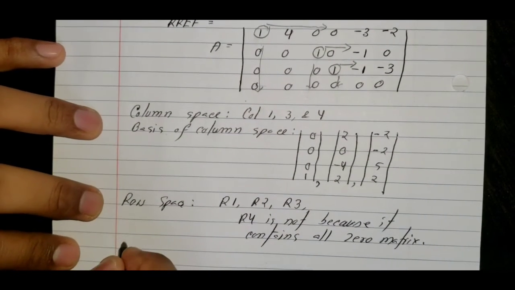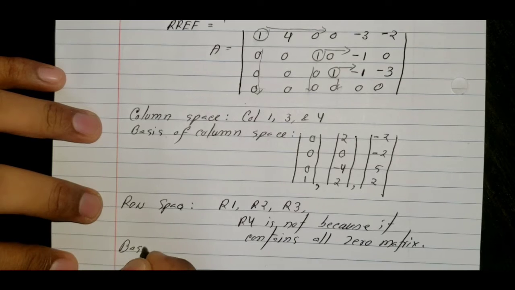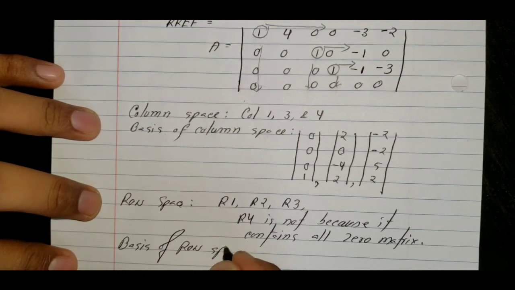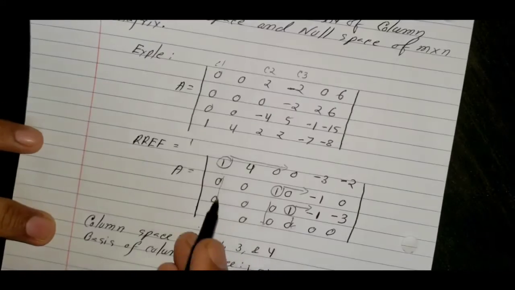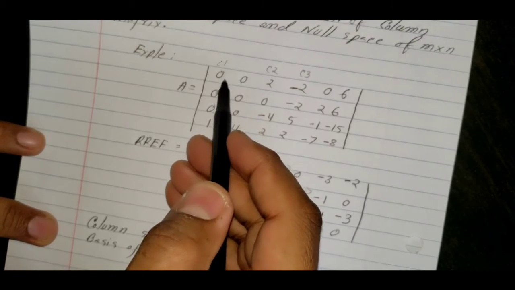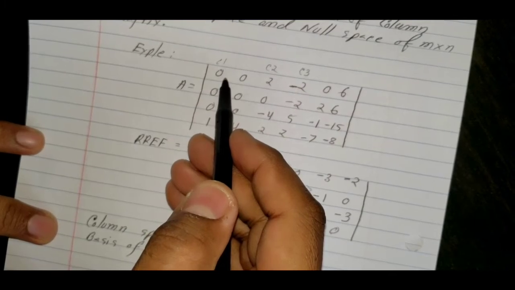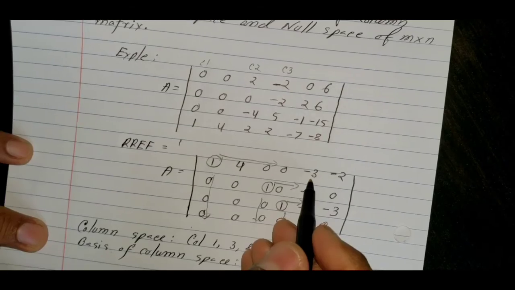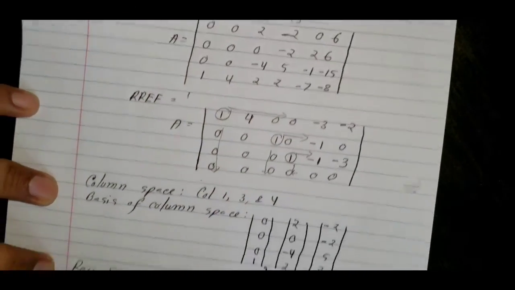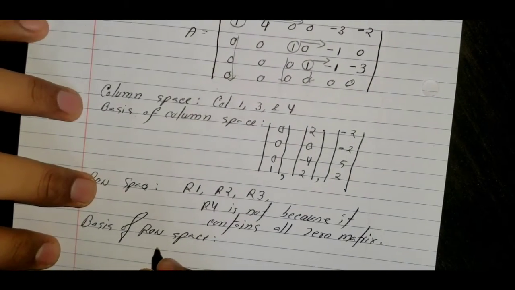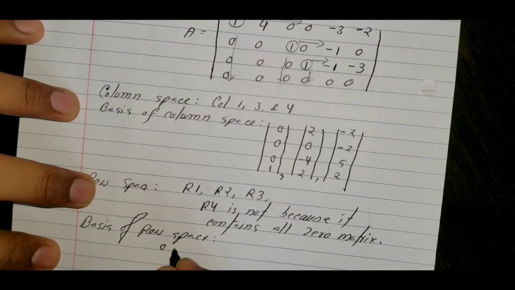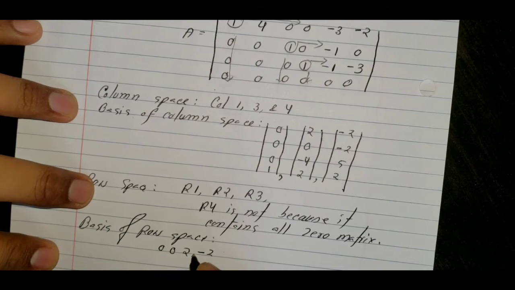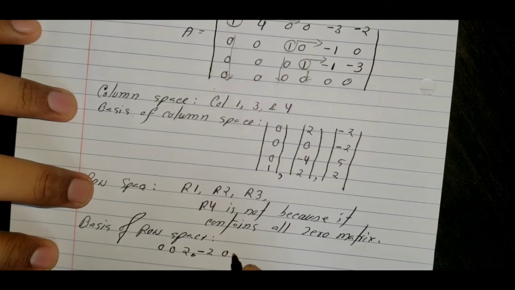Now the basis of the row space, similarly, you take these rows and go back to the original matrix, right? So you just take that. Your first row is this, which gives you 0, 0, 2, -2, 0, 6.